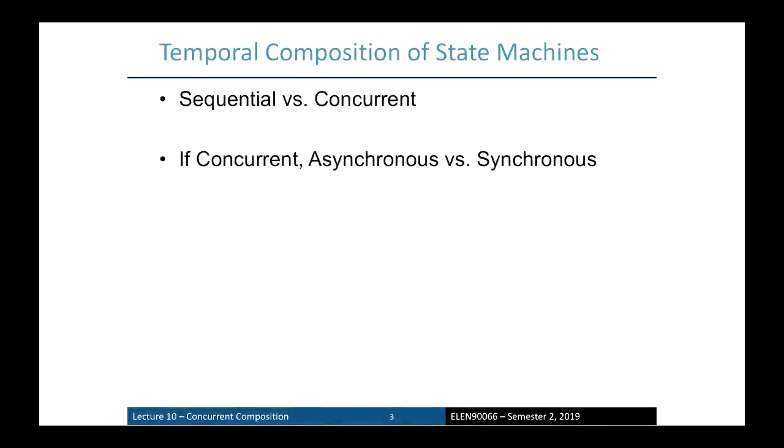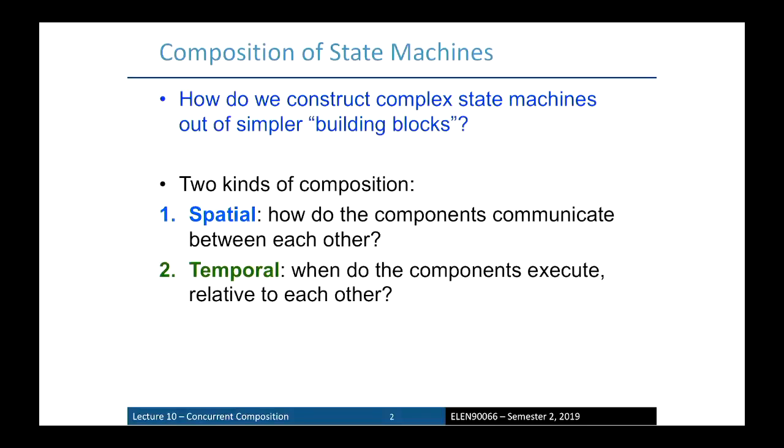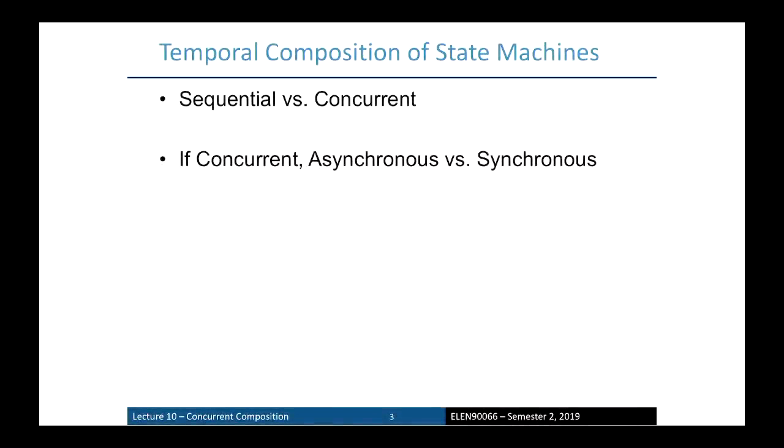All right, so I'm just going to talk about the temporal composition part first, and then we'll look at the spatial side, but only for one of the temporal bits. It's a bit confusing, but hopefully it'll make sense in a minute. So in terms of temporal composition, we've got two things. We've got sequential or concurrent. Okay, what do we mean by this?